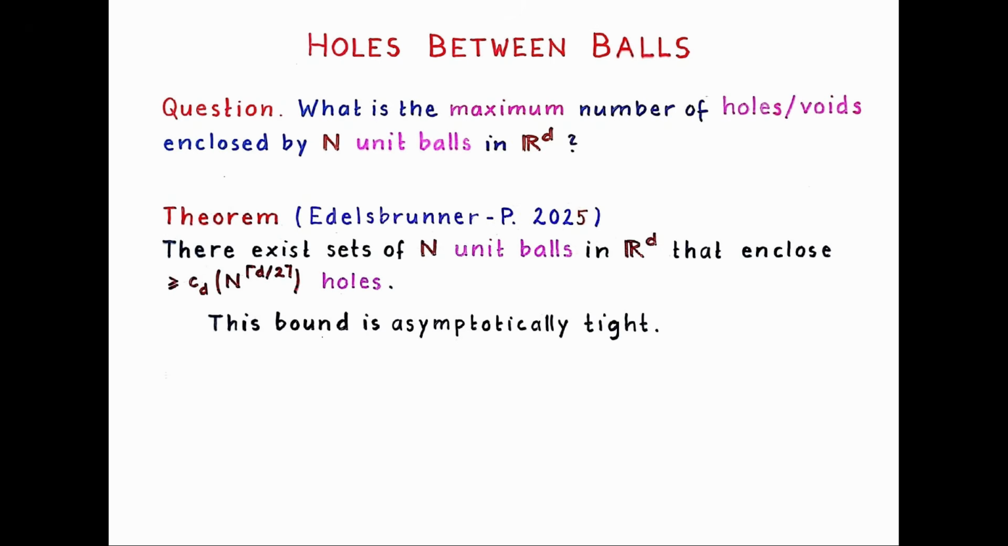I don't know why I stated it in d dimensions, I guess just to show that the result generalizes, but let's see if d is equal to 3. And it says that we can have n unit balls in the three-dimensional space so that the number of holes they surround is n to the 3 half, upper integer part, which is n squared. And this is, as I said, tight. So how did we prove it?